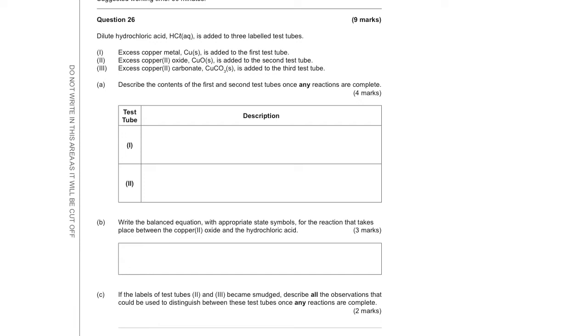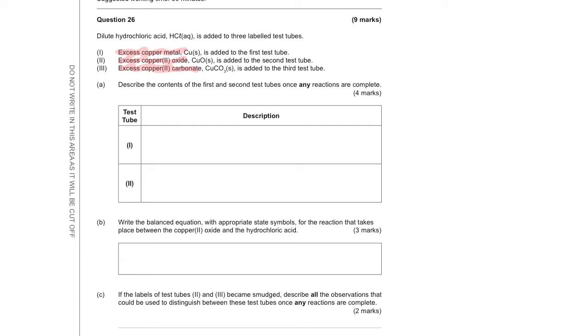Okay, so let's have a look at it. It says, dilute hydrochloric acid is added to 3 labeled test tubes, one with copper metal, one with copper oxide, and one with copper carbonate. So hydrochloric acid added to these 3 things. Now, it's important to note that these are all in excess, which means that if there is a reaction, you're still going to have some stuff at the end of it. So that's something important to recognize.